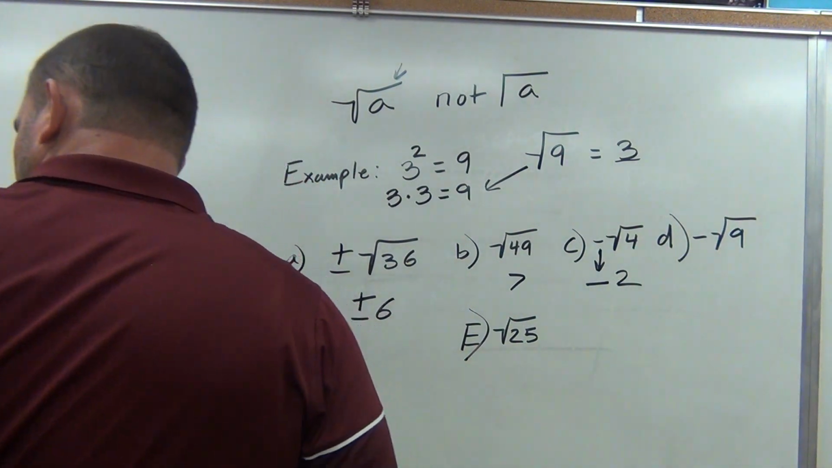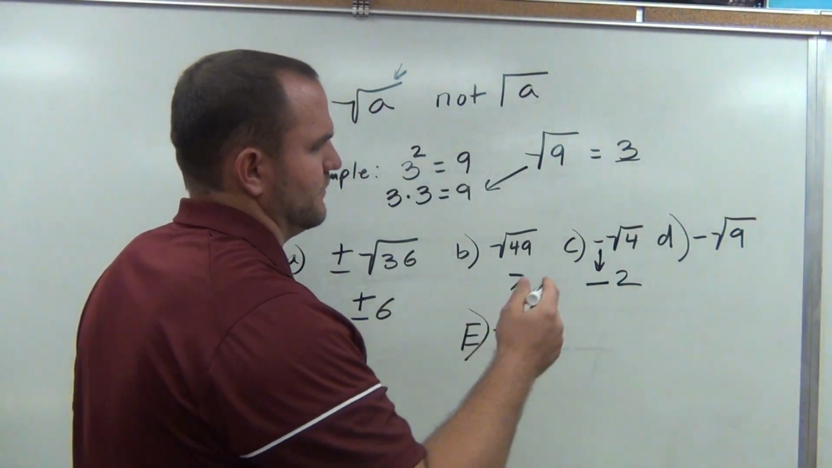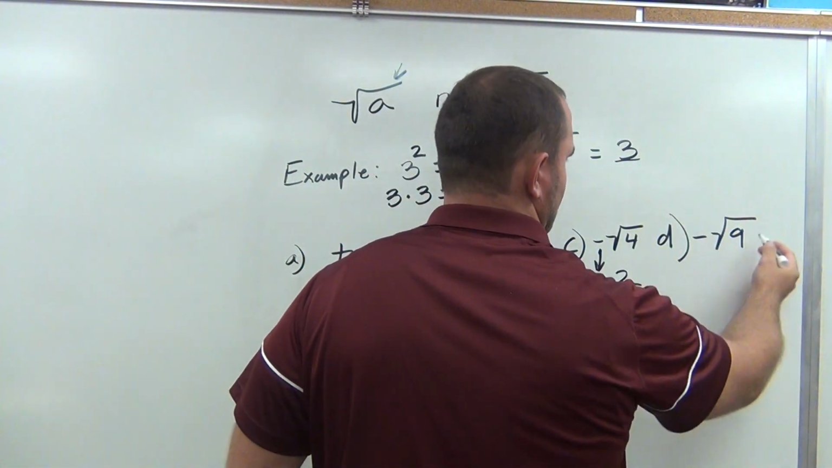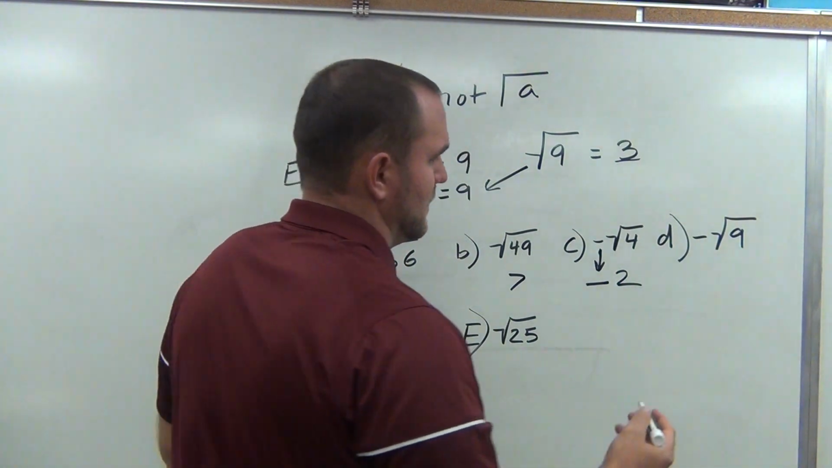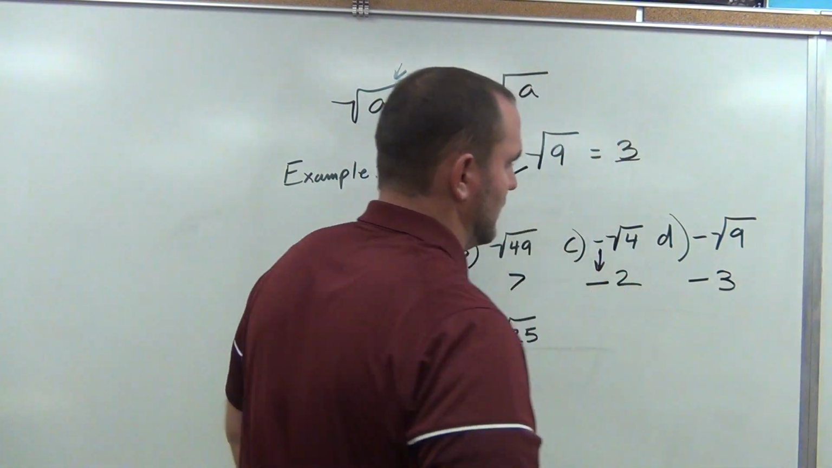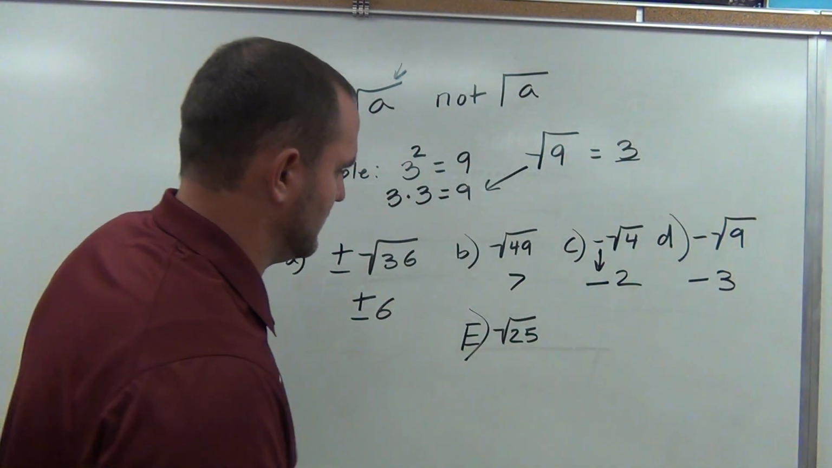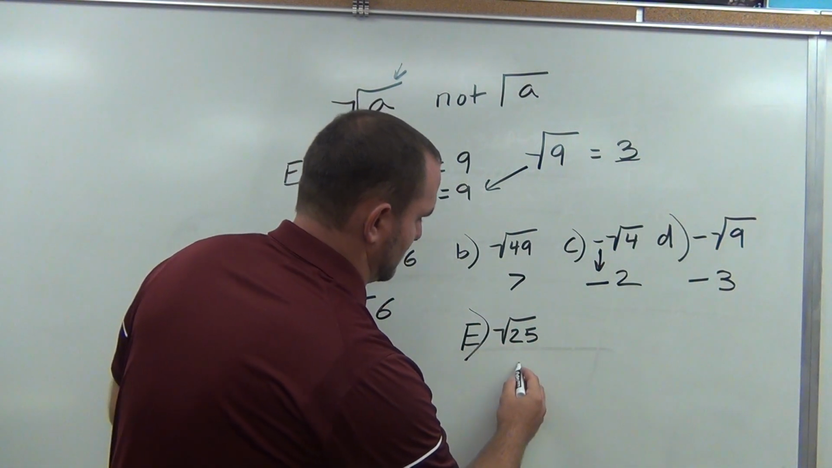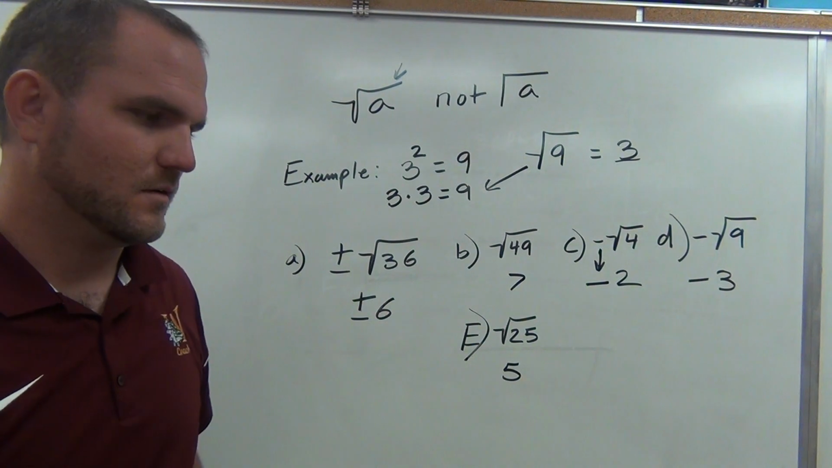So let's talk a little bit more about this. If you're looking at this one here, this would be D on our examples. Drop the sign down, just like so. And then E, no signs in front, 5 times 5 would equal 25.